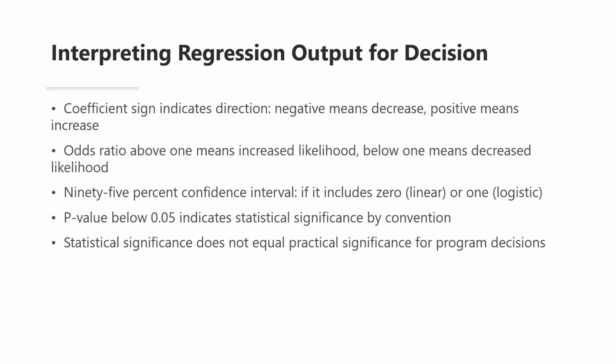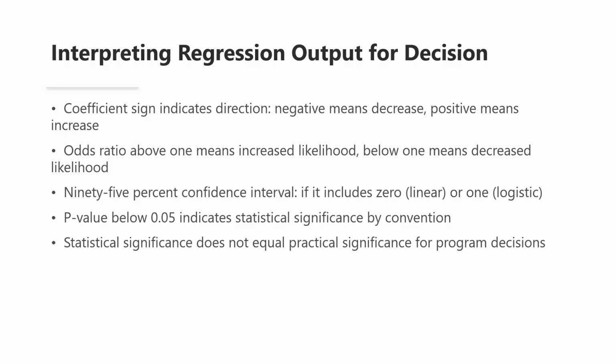Fourth, the p-value provides a probability statement about the result. By convention, a p-value less than 0.05 is considered statistically significant, meaning there is less than a 5% probability that the observed result occurred by chance alone. Now here is a critical distinction that the MCHES exam loves to test, and I want to make sure you catch it. Statistical significance does not automatically equal practical significance.